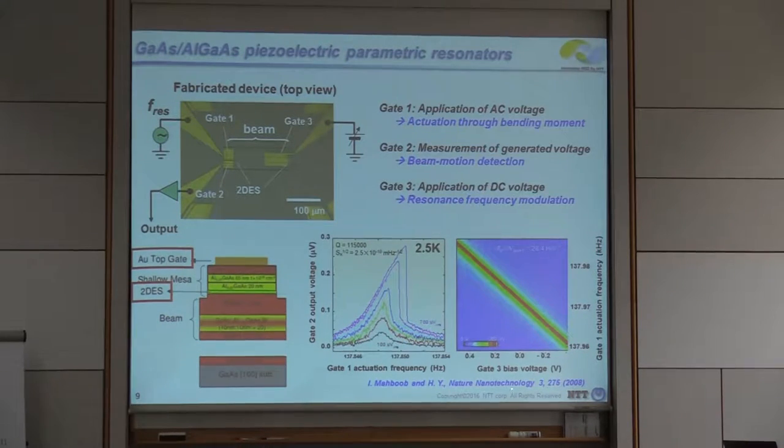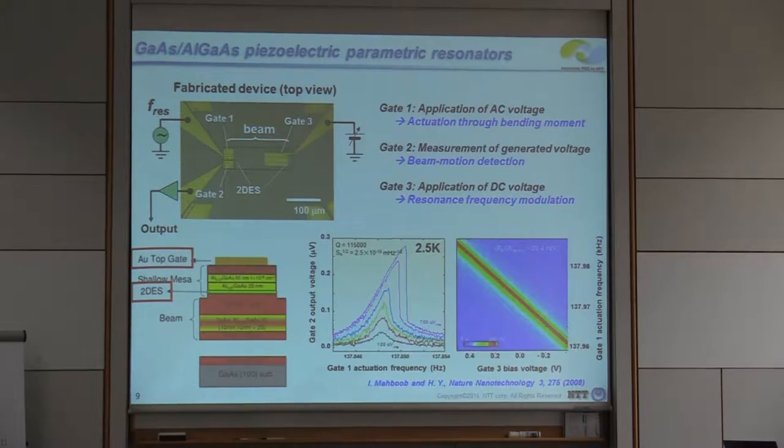So when you apply a DC voltage to this gate 3, you can see that the frequency can be tuned as we expect. So you can confirm that this mechanical resonator can realize the actuation, detection, and frequency tuning.